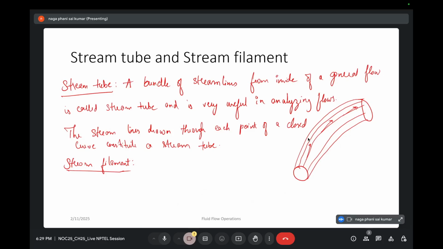And then we have the stream filament. A stream filament is defined as a stream tube whose cross section is a curve of infinitesimal dimension. I'll just write it down quickly.